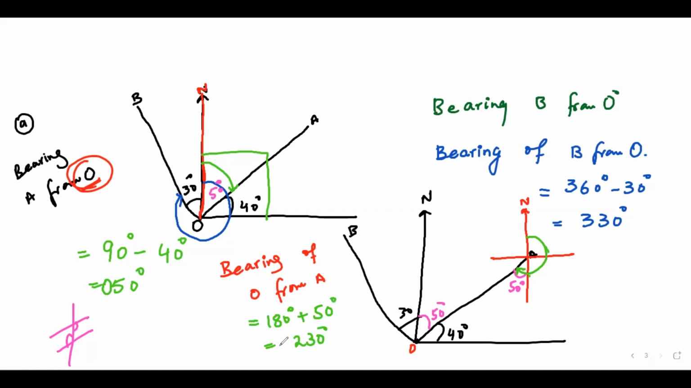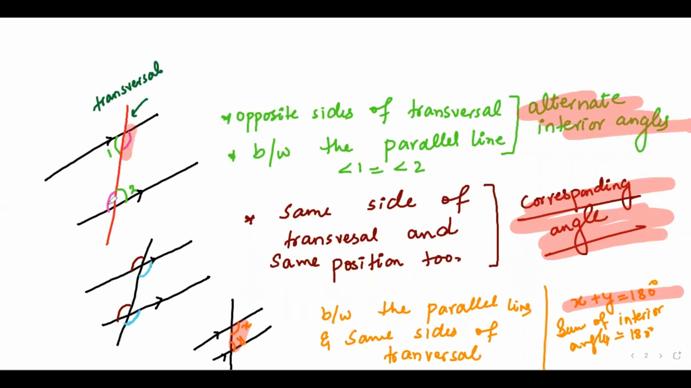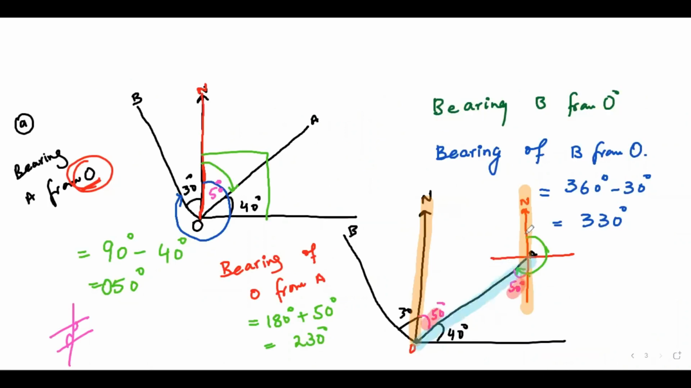Wait, Miss, can you explain the parallel line point? Okay, I'm going to explain the parallel lines with a highlighter. Look at this. This is one line and this is another line. They are parallel to each other. Between those two parallel lines, this is the transversal. This is an angle on the opposite side of the transversal, like here. Yes, Miss, I got it. So if this is 50 degrees, definitely this will also be 50 degrees.